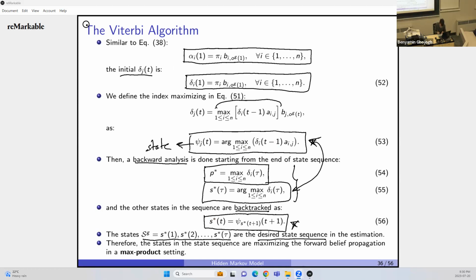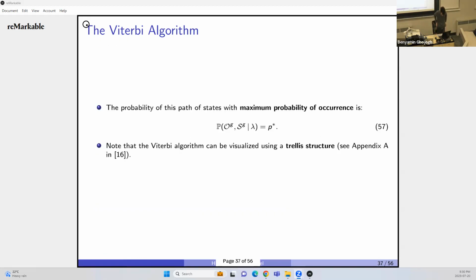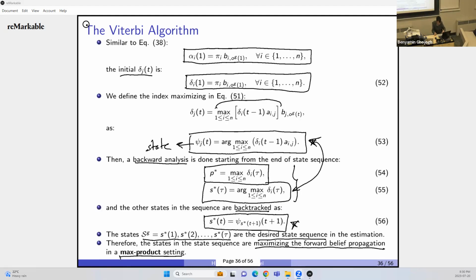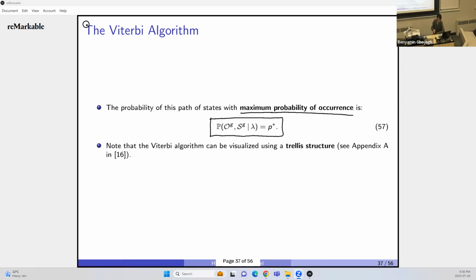Therefore, the states in the state sequence are maximizing the forward propagation in a max product setting. Why? Because we have max and product. And it is not greedy. It is a global optimum. The probability of this path of the states with maximum probability of occurrence is this, P star. So what was P star? This is the P star. This is the probability.